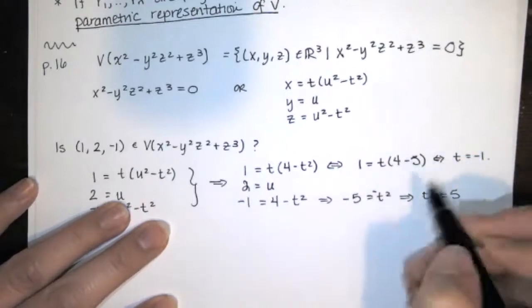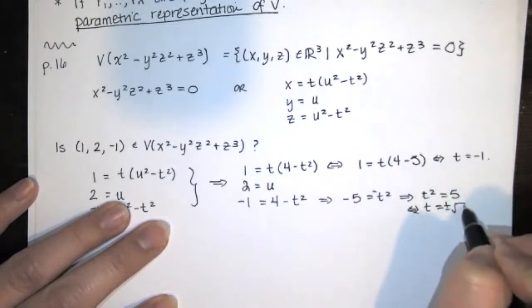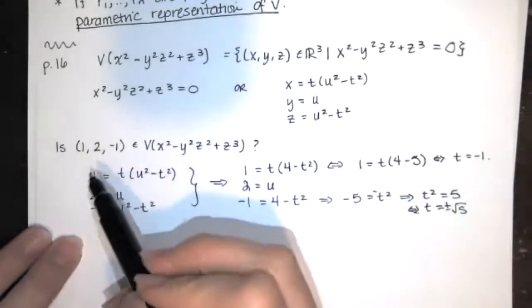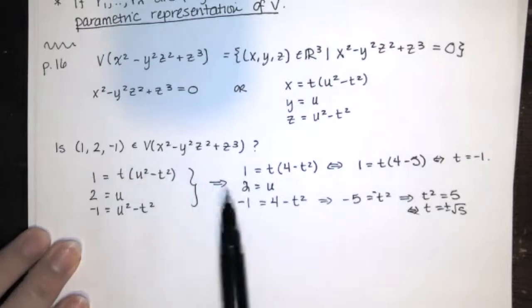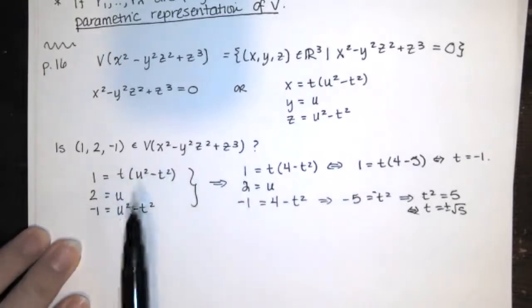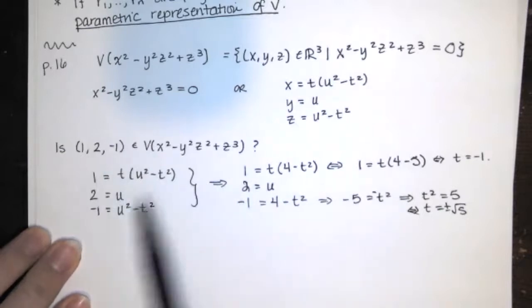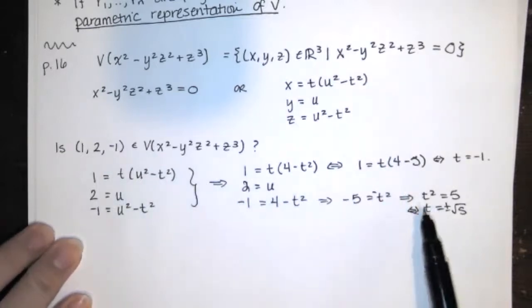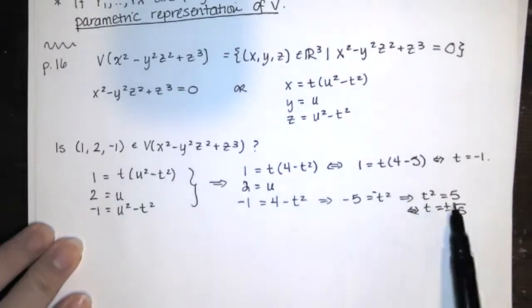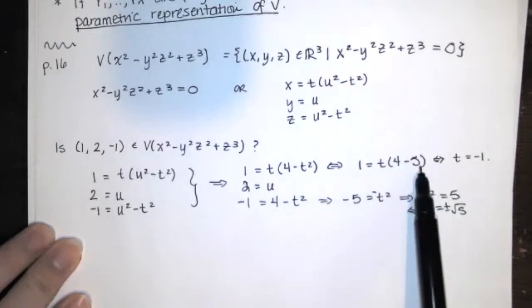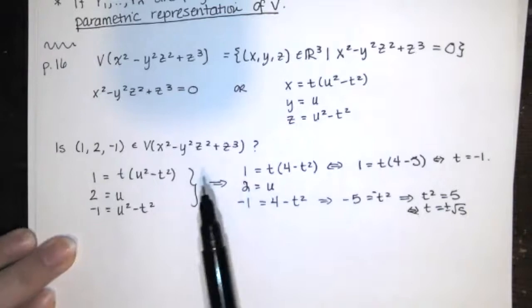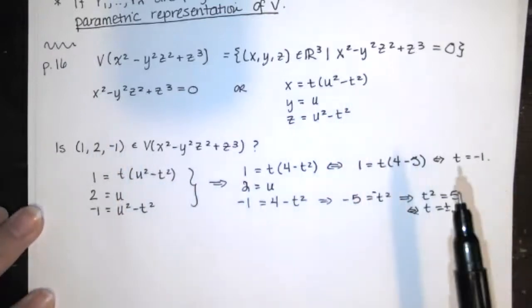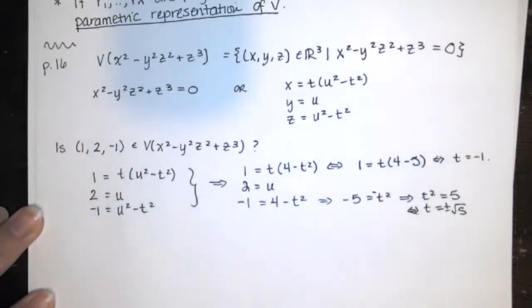Well, if t equals -1, t can't equal plus or minus the square root of 5, so there's a contradiction there. So x, y, and z can't equal 1, 2, and -1 at the same time, because there's no ordered pair for t and u such that all 3 of these equations are satisfied at the same time. If t squared is equal to 5, then we get up here and we see that t would have to equal -1. If t squared equals 5, t is definitely not -1. So that's not going to work. So using the parametric representation, we can say, no, that point is not in the variety.